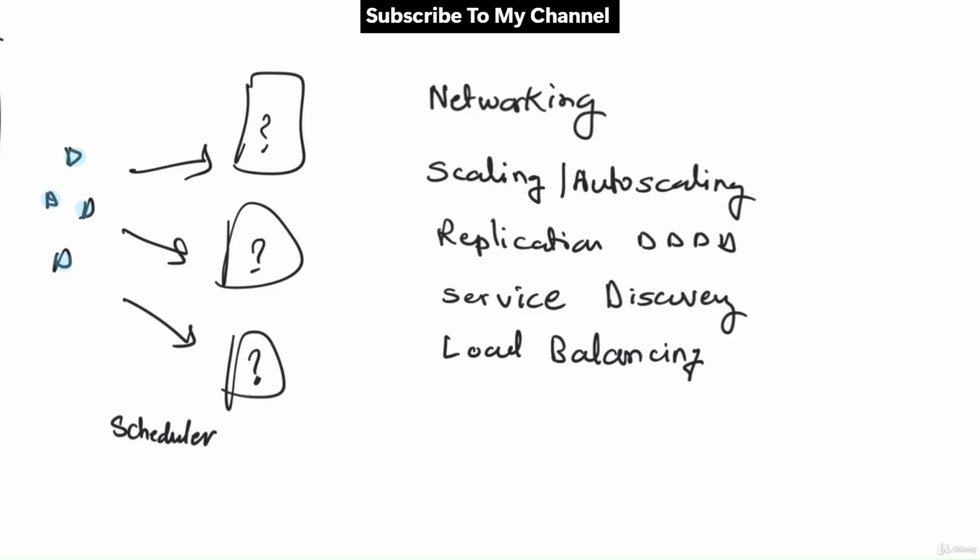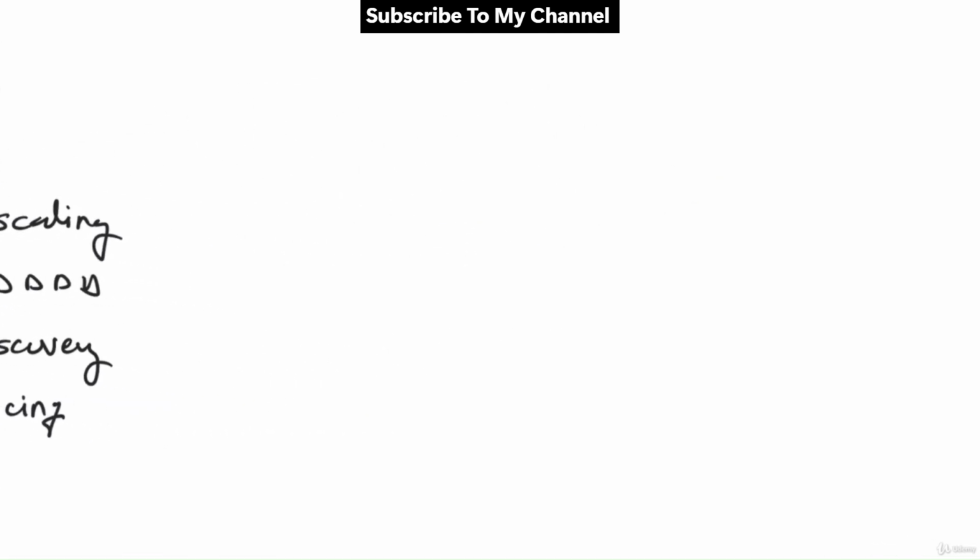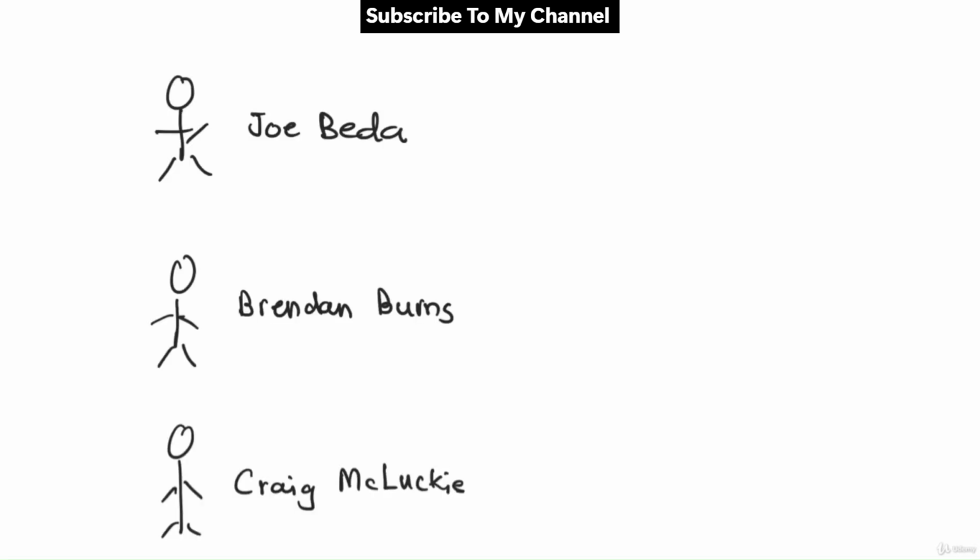So this problem needed to be solved, and that's when three engineers from Google in 2013 started looking into how to solve this problem. And by then, Google had an experience of running containers at production scale using their system called Borg, which was their internal proprietary system. So they started working on a project which would turn out to be the open source version of Borg. They took all the learnings from building systems such as Borg and Omega, and they started incorporating those features into an open source container orchestration engine.